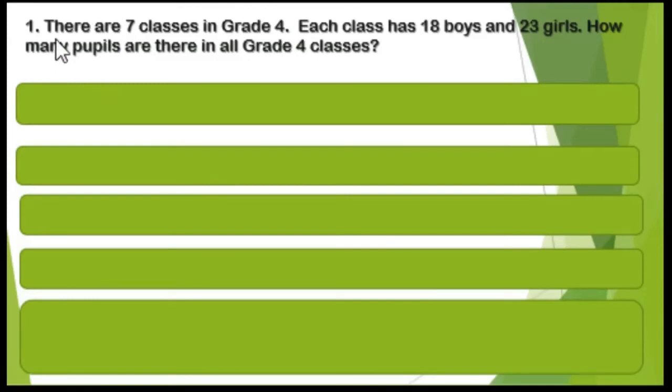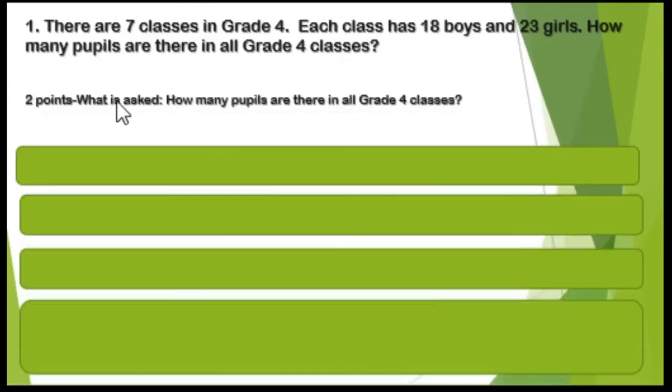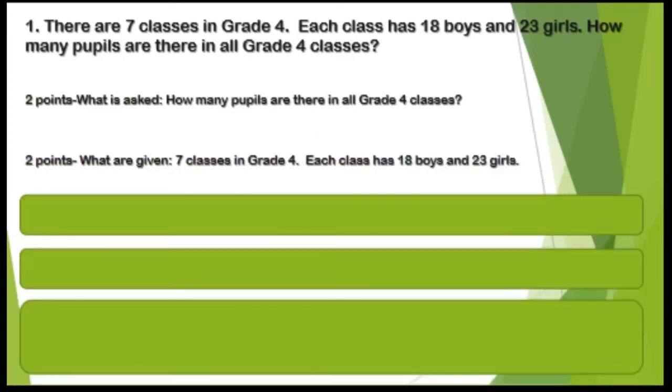Number 1. I will help you to answer this word problem. There are 7 classes in grade 4. Each class has 18 boys and 23 girls. How many pupils are there in all grade 4 classes? What is asked in the problem? The answer is, how many pupils are there in all grade 4 classes? Next, what are given? The answer is 7 classes in grade 4. Each class has 18 boys and 23 girls.